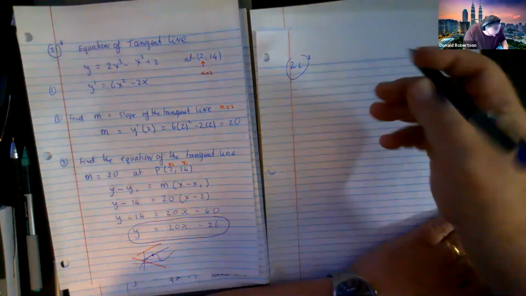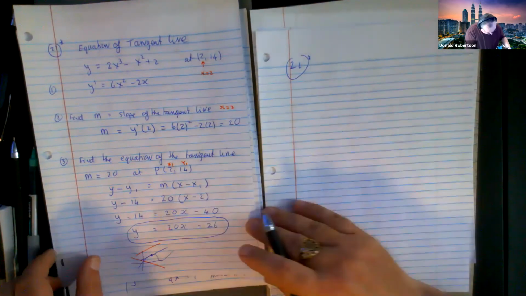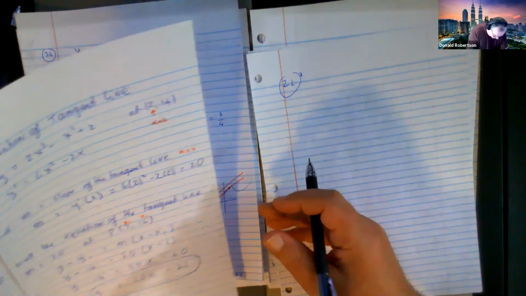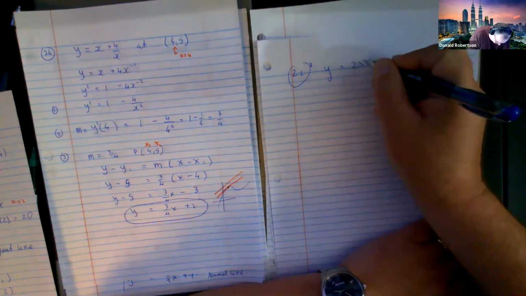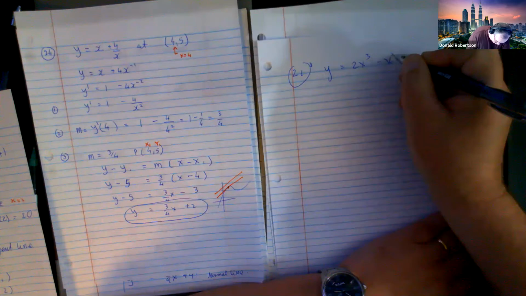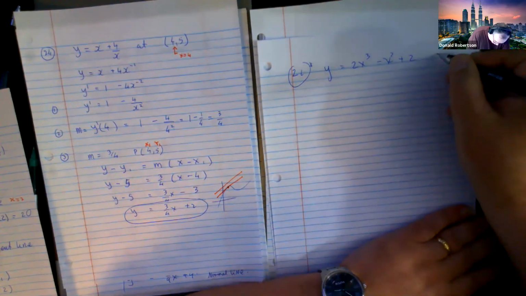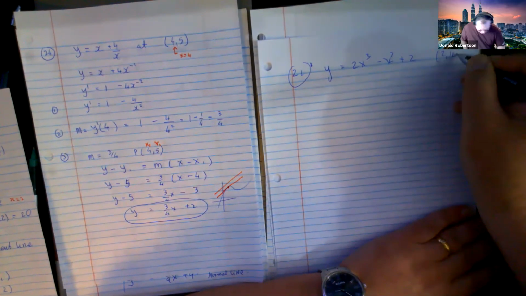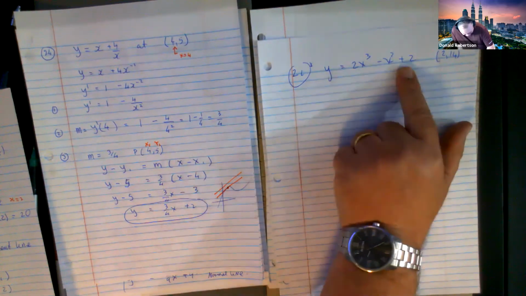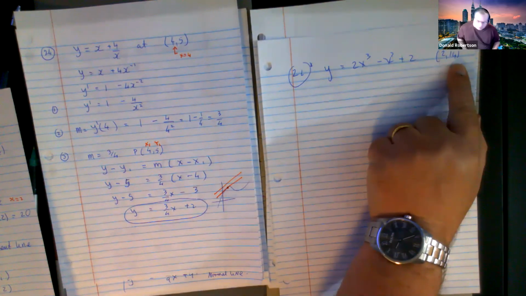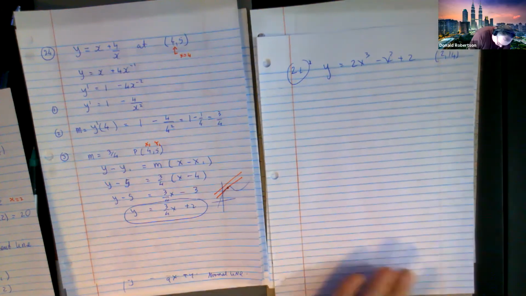Question 21. Better hide that because it's actually, yeah, I've best hide it. y equals 2x cubed, take away x squared plus 2. And we are being asked to find the equation of the tangent line to this cubic at the point (2, 14). So equation of tangent line.